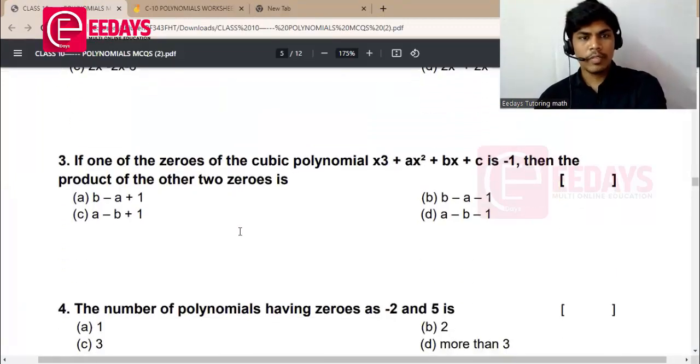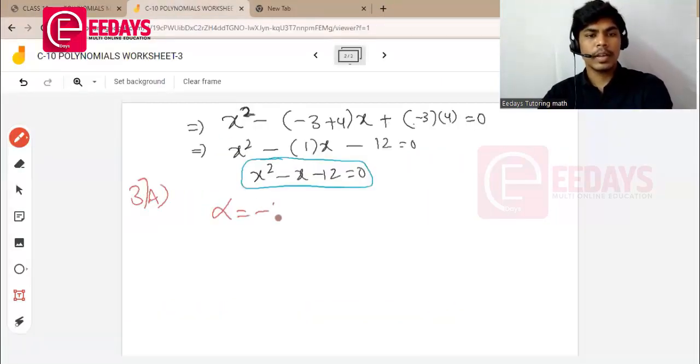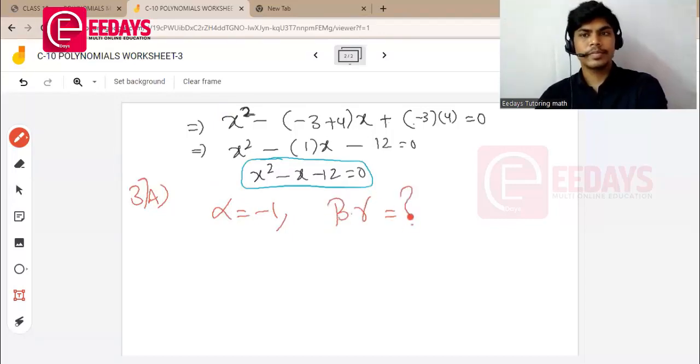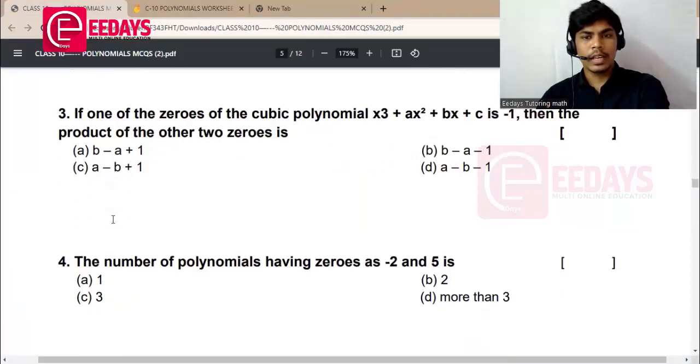I think this question we have already solved in part 1. In the cubic polynomial, one of the zeros is given as -1, then you have to find the product of the other two zeros. Nothing but alpha is given as -1, we need to find beta into gamma. Not an easy, difficult task.